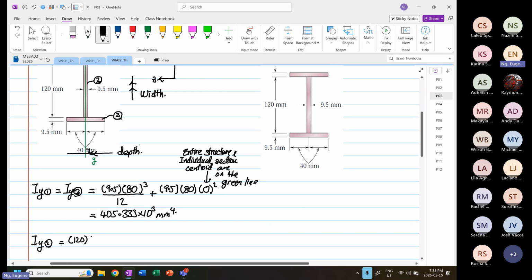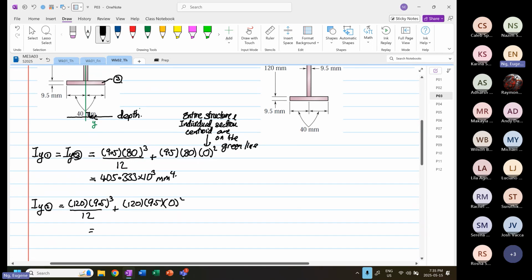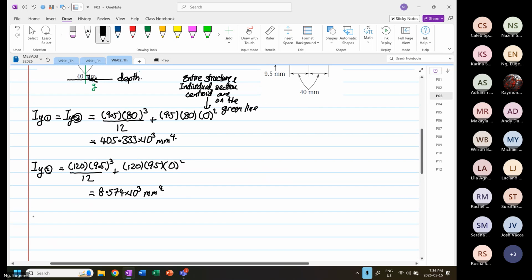The depth is 9.5 cubed over 12, and then plus 120 times 9.5 times a term that is equal to 0, because the global centroid and the individual centroid are the same. So this will be equal to 120 times 9.5 to the power 3 divided by 12, which is equal to 8.574 times 10 to the power 3 millimeter 4.